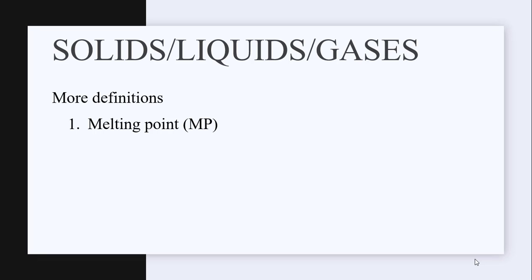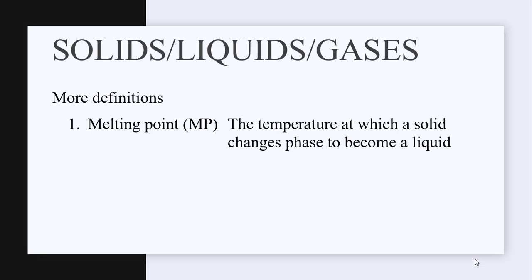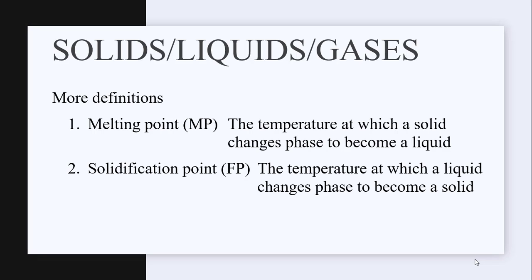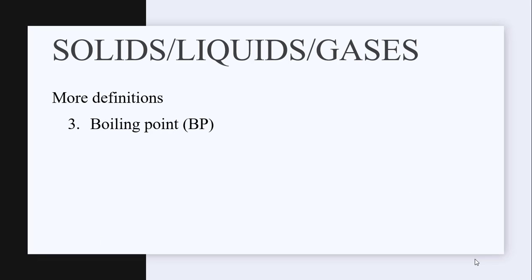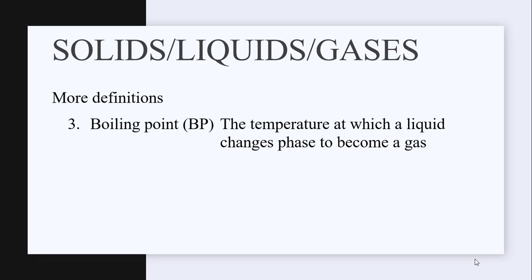The melting point, or MP, that's when a solid changes phase to become a liquid. The solidification point, or FP, and yes, FP stands for freezing point, that's the temperature where a liquid solidifies and becomes a solid. Now, under a defined set of circumstances, the melting point and the solidification point should always be the same. The boiling point, or BP, is the temperature at which a liquid changes phase to become a gas. Now, there's actually a little bit more to boiling point, but we will come back to that in a future lecture. For now, this will suffice.